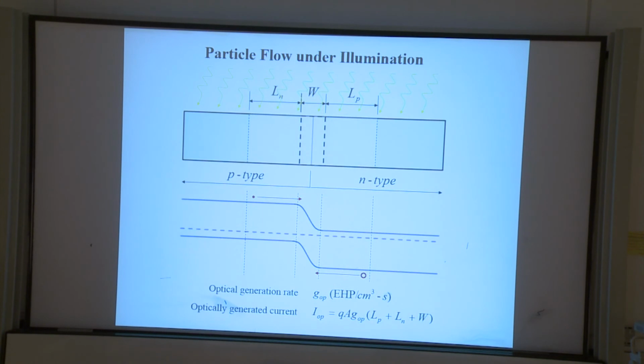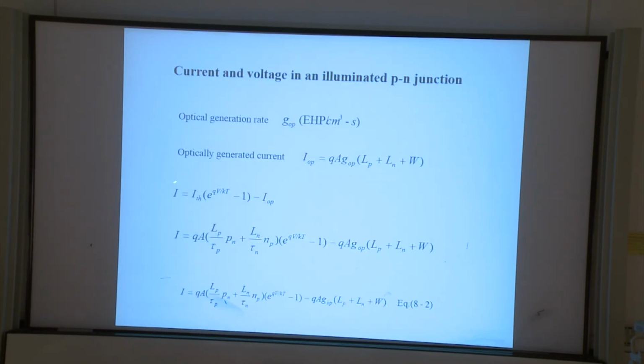So we end up with this equation. It looks similar, right? From the diode equation. Yes, but plus the I_OP. However, we put a minus sign here. Why? Because the current direction is different.